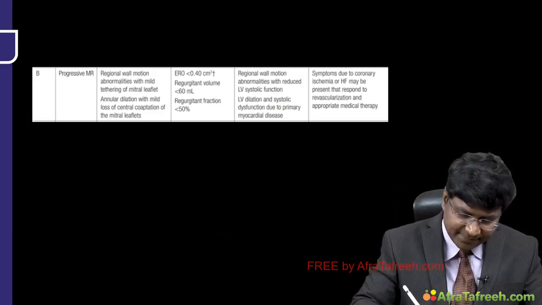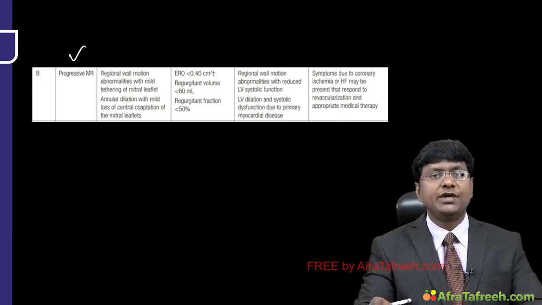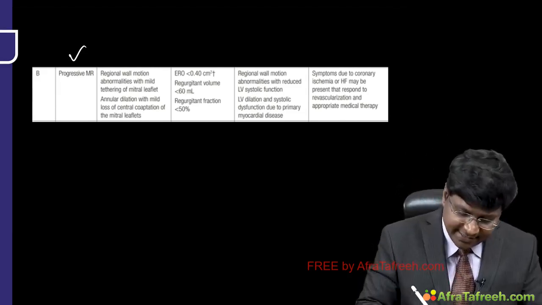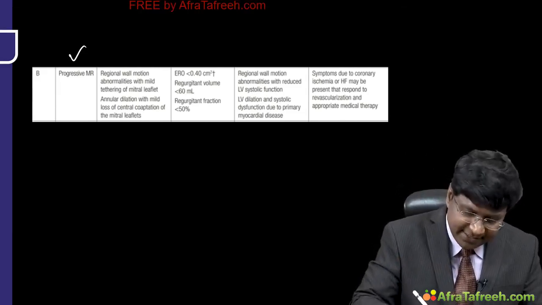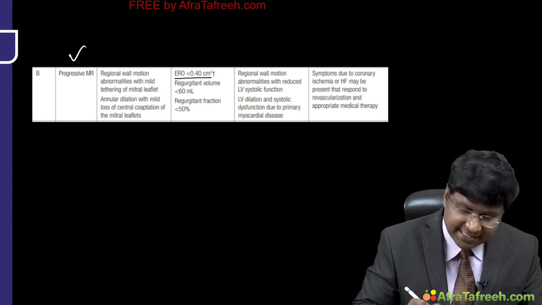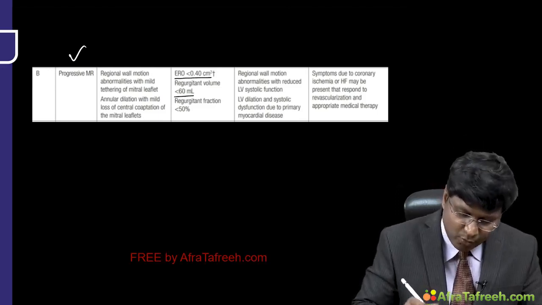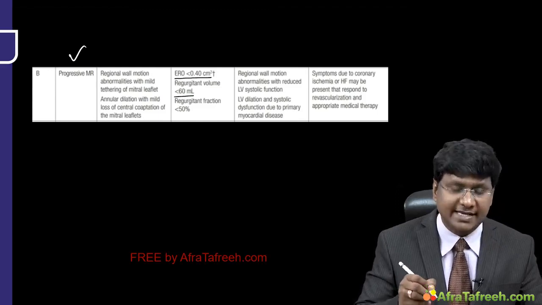And the next is the progressive MR, right? The next is the progressive MR. So if you take the progressive MR, in these individuals, the effective regurgitant orifice is less than 0.4 centimeter square. The regurgitant volume should be less than 60 ml.